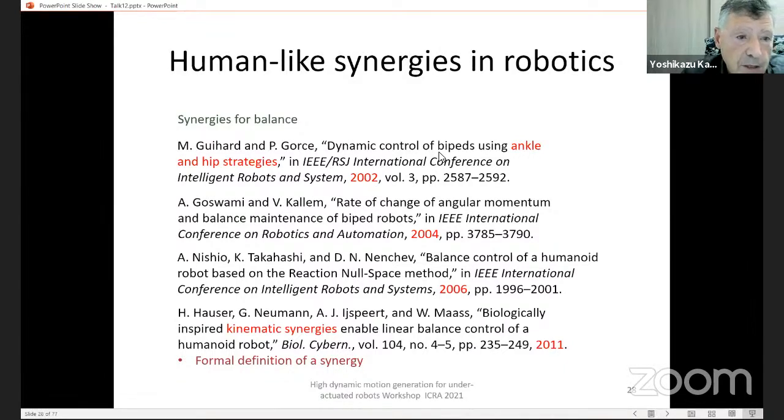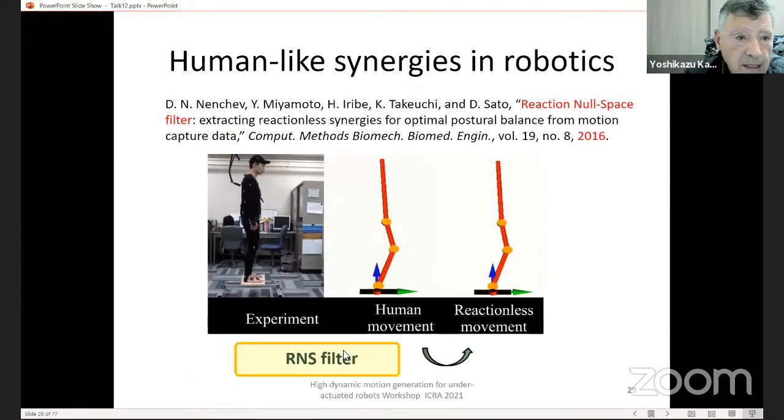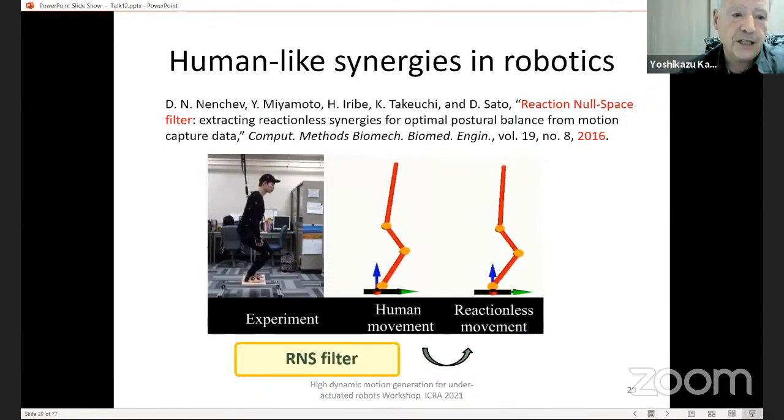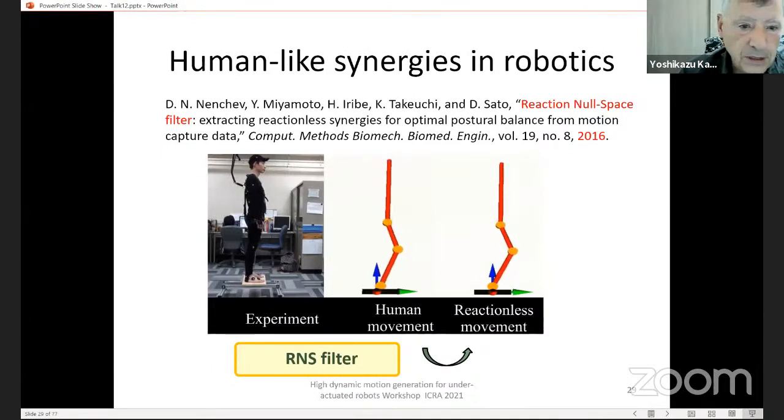We also have, as I mentioned, synergy and balance. The ankle and hip strategy first appeared in 2002 in this paper, later in Goswami and Kallem 2004. We implemented this with the HOPE-2 robot using the reaction null space. We used the reaction null space for the hip synergy. And a very nice paper is this one, which also has a formal definition of a synergy. I will give you an example of this use of the reaction null space we made in 2016, some 5 years ago.